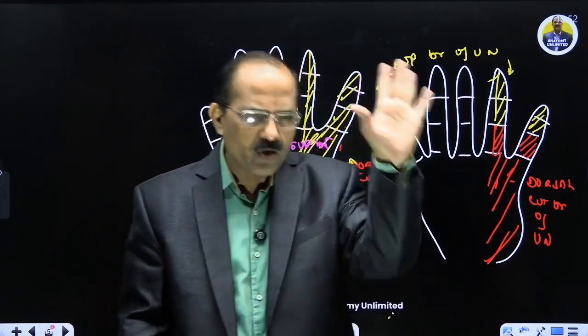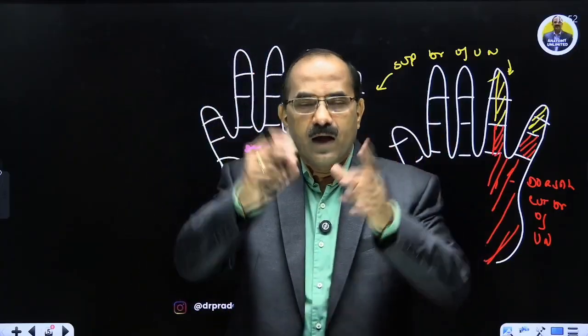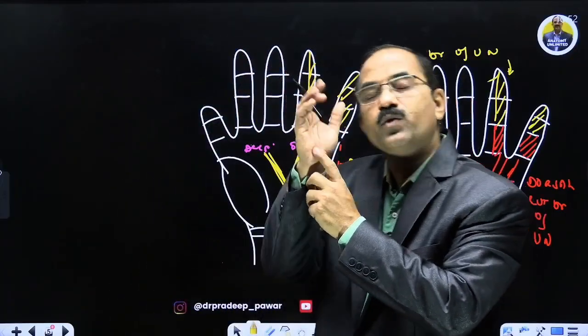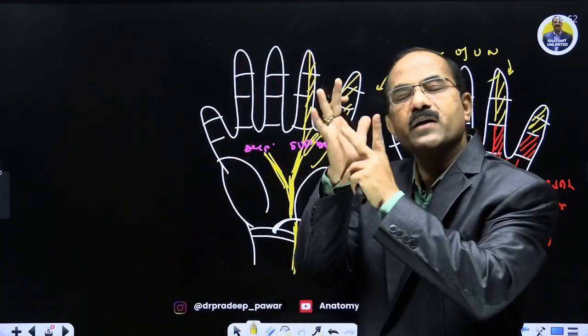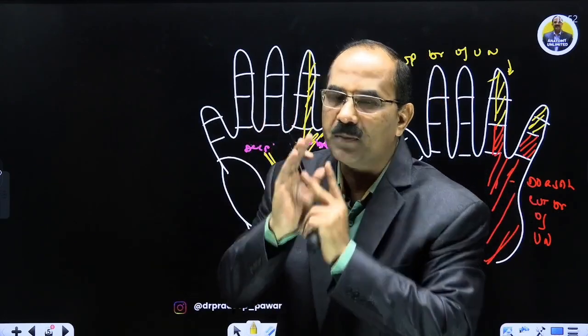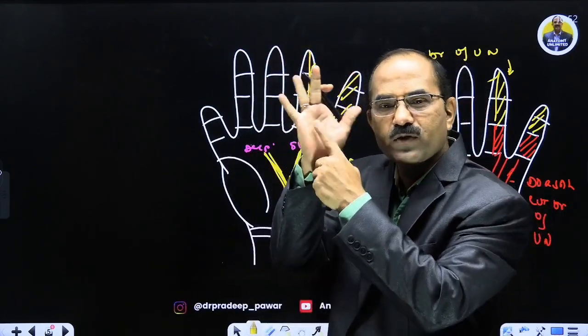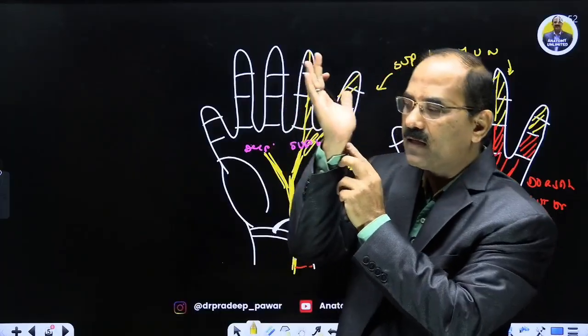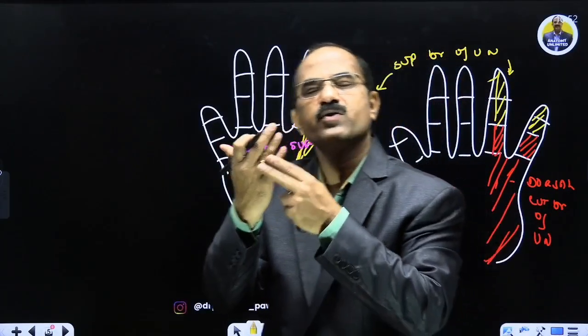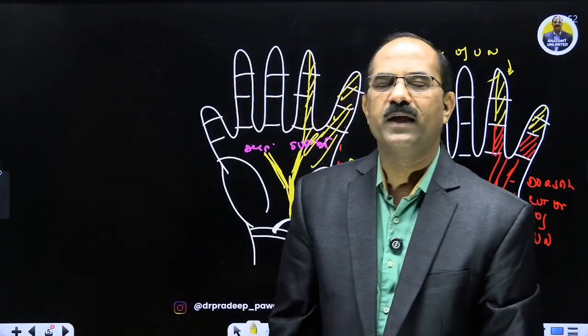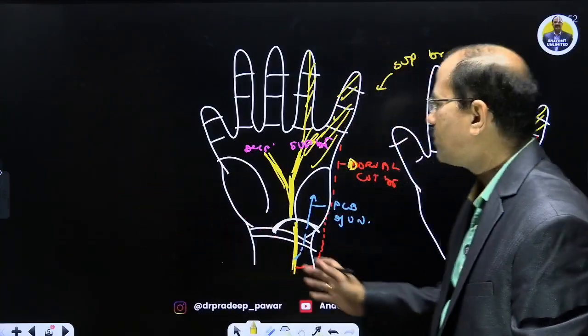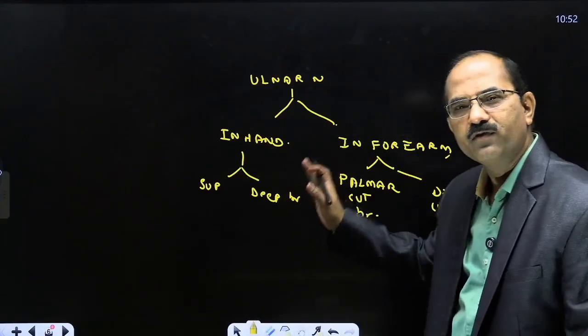So in short, I have described the ulnar nerve. How does the ulnar nerve enter the hand? Through the Guyon's tunnel. After entering the hand, it divides into a superficial and deep branch. In the forearm, the ulnar nerve gives a palmar cutaneous branch which supplies the skin of the hypothenar, and a dorsal cutaneous branch which supplies the skin of the dorsal aspect. I hope all this is clear. This is a brief review.